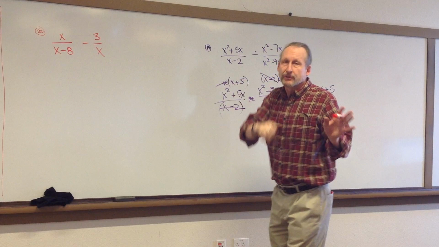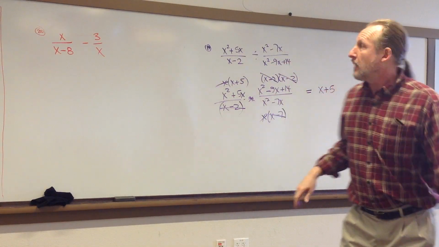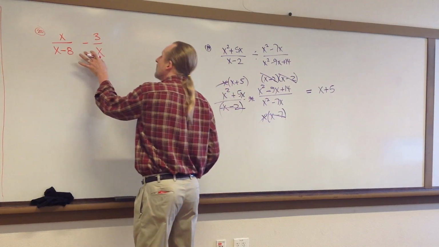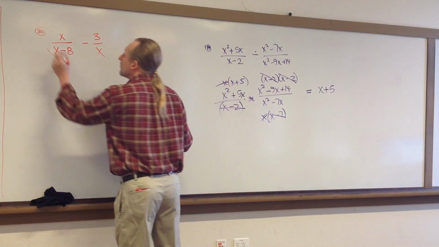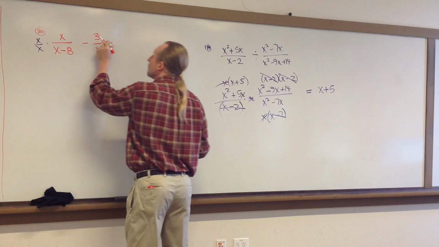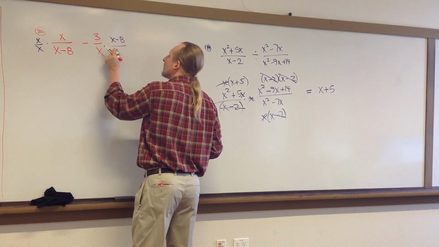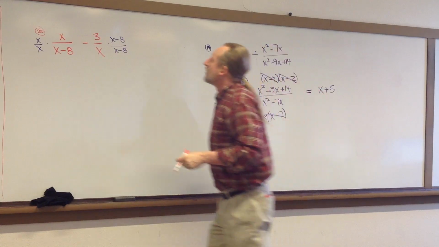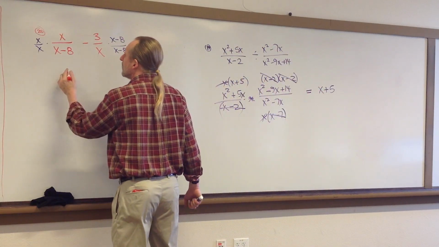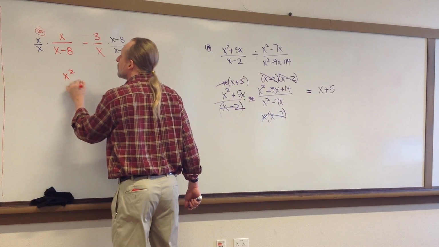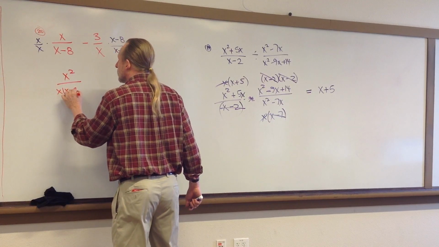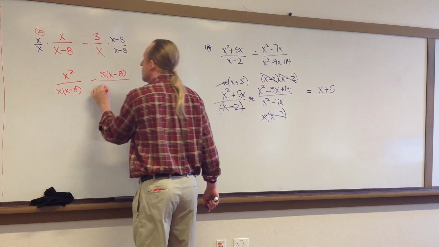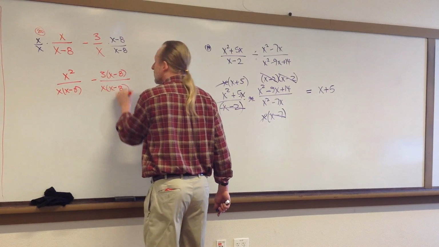Problem 21, we'll see an equation. Alright, so we need to make a common denominator, which will be the product of these two denominators. So this one gets multiplied by x over x. This one gets multiplied by x minus 8 over x minus 8. So let's see here. This will be x squared over x times x minus 8 minus 3 times x minus 8 over x times x minus 8.